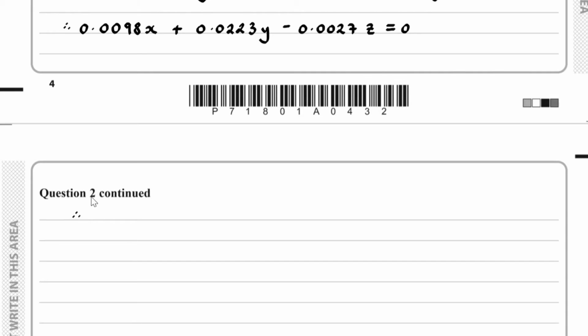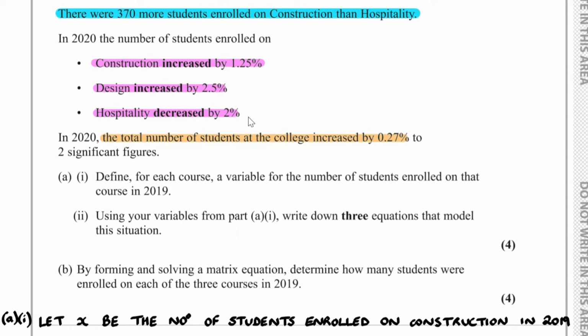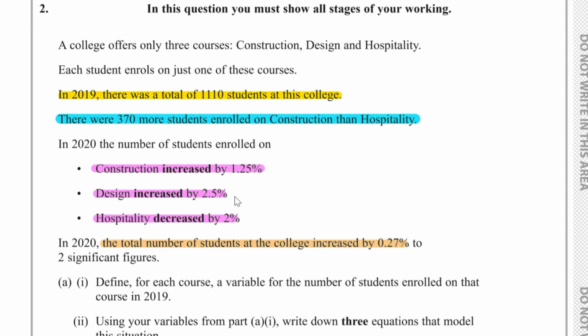And so if we attempt to simplify this, we can multiply by 10,000, leaving us with 98x plus 223y subtract 227z. That's equal to 0. So we have formed equations based upon this situation.